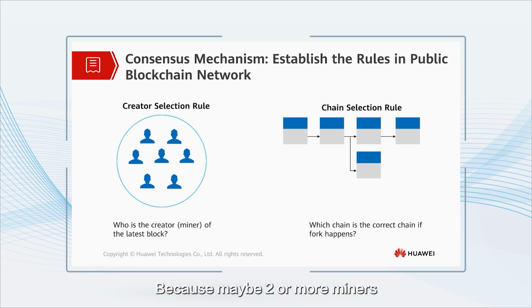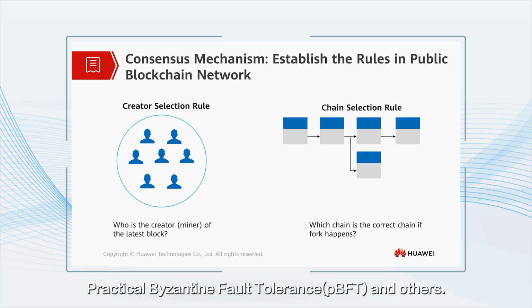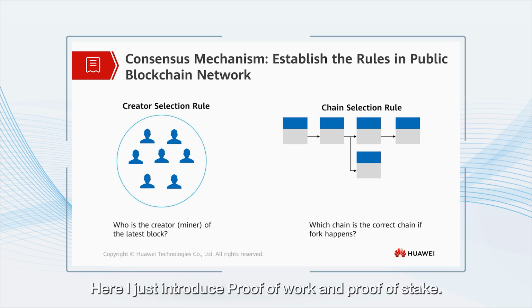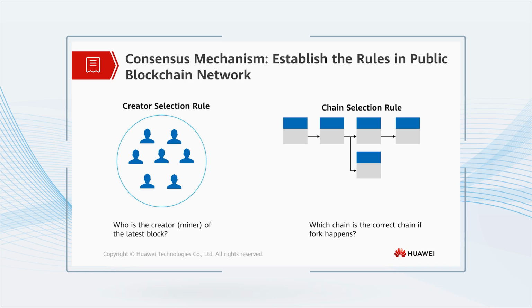Because maybe two or more miners might have found the same block at the same time. This causes the fork of the blockchain. Which chain will be finally selected to be the correct chain? There are many consensuses, such as proof of work, proof of stake, practical Byzantine fault tolerance, and others. Here I just introduce proof of work and proof of stake.